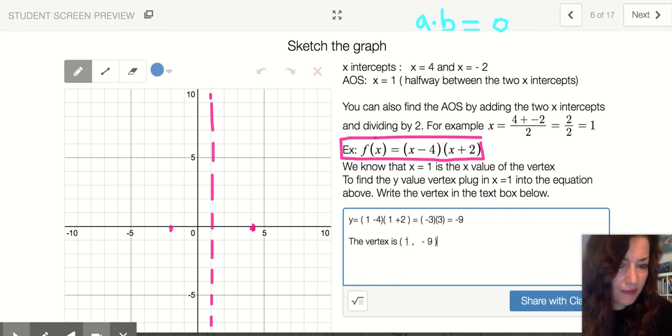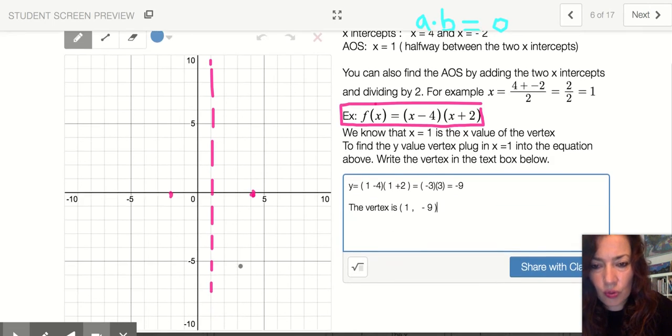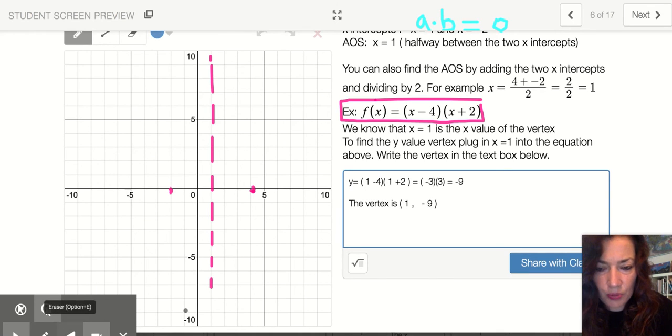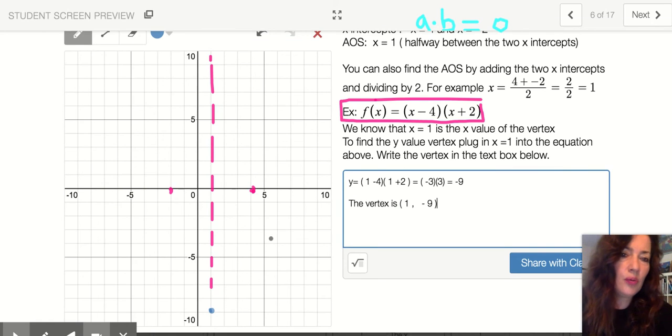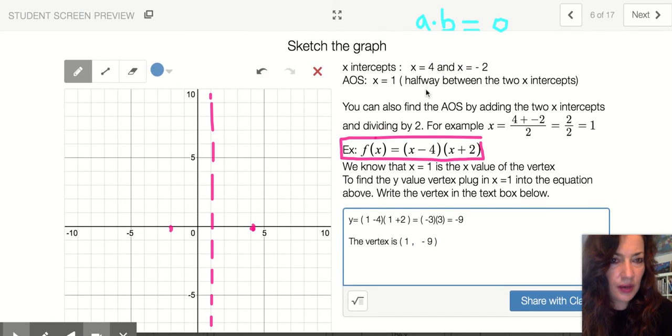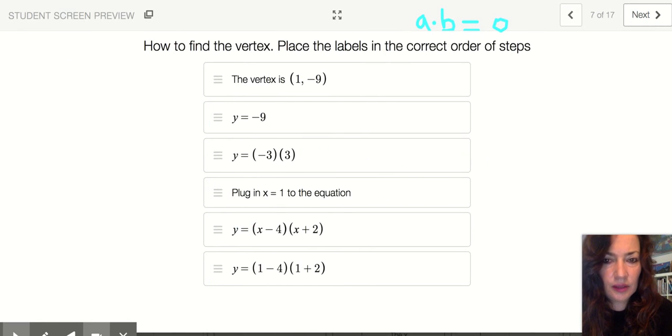So after we have plugged in 1 into the equation, now there's 2 parentheses, so you need to plug in 1 for the first x and the second x, and then simplify. So scrolling down the graph, I'm going to go ahead and put a point at 1, comma, -9 right here. And what did it ask us to do? It says we know that x equals 1. We did that. Write the vertex in the text box below. Okay, so that is all we were asked to do here. I think the next slide will ask us to graph everything all together. So let's go ahead and take a look.